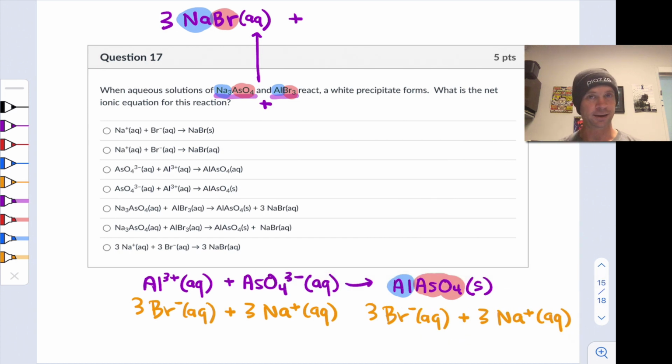So the net ionic equation is what you see in purple, where we have canceled or subtracted out the sodium and bromide ions, leaving only the ions that actually do the business. And here, the net ionic equation is right there, written a slightly different way with the anion first. AsO4 3- in aqueous solution combines with Al3+ in aqueous solution to give aluminum arsenate, AlAsO4 solid.